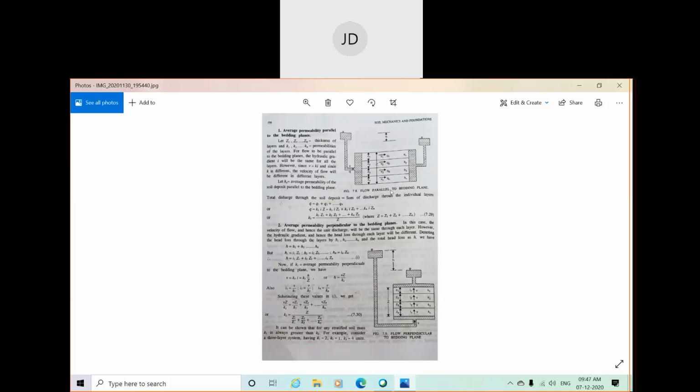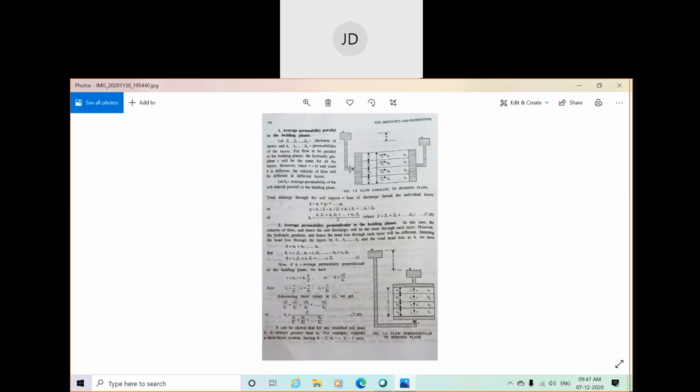Since this is a stratified soil, with all the layers together, we need to find the average coefficient of permeability. In this case, water is flowing in the x direction, so the horizontal direction is x, and the perpendicular direction is z. Since water flows in the x direction, let's consider kx. kx is the average coefficient of permeability of the soil deposit parallel to the bedding plane. We need to find this kx for case 1.